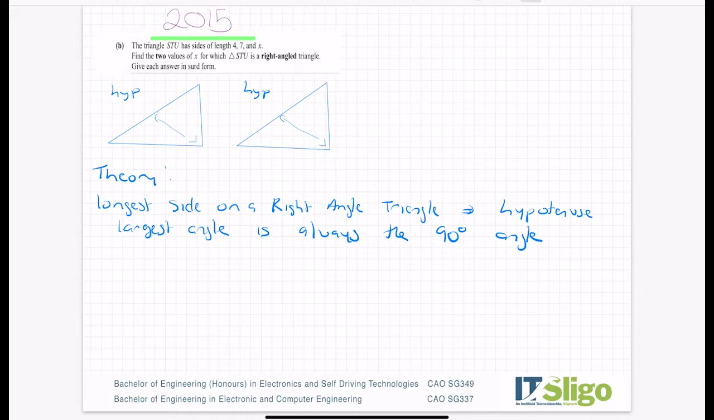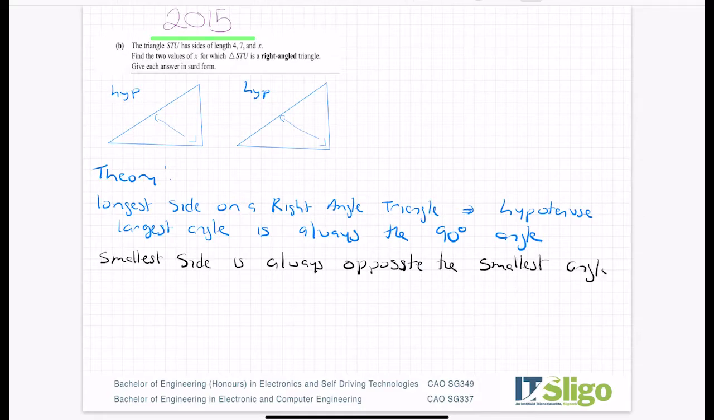In the same way, the smallest side is always opposite the smallest angle. I don't know which of these would be it yet until I do some calculations, but I just know that the smallest side is always opposite the smallest angle. Why am I telling you this? Well, when I see three sides, 4, 7 and x, I think maybe 7 is the largest side there.